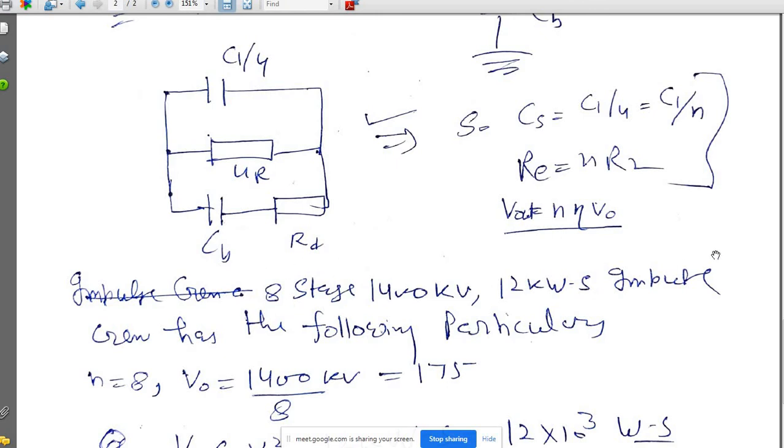Generally three elements or three parameters are rated. First is the number of stages, and second is the output voltage. What is the output voltage, final output voltage? So you can calculate the input voltage just by dividing by the number of stages. And third one is the energy. Generally in the generator, output power is given in kilowatt, but here in the impulse generator, output energy is given.